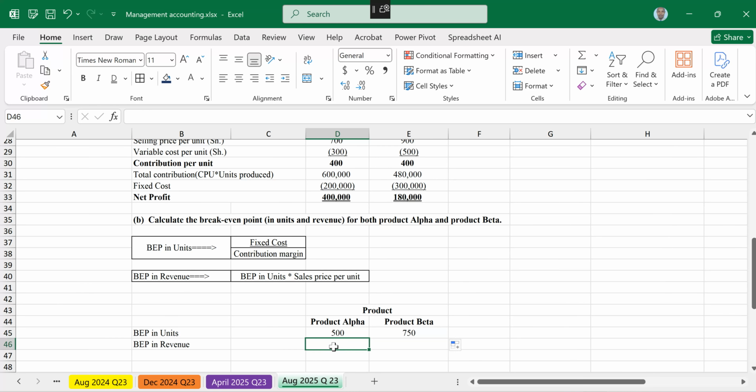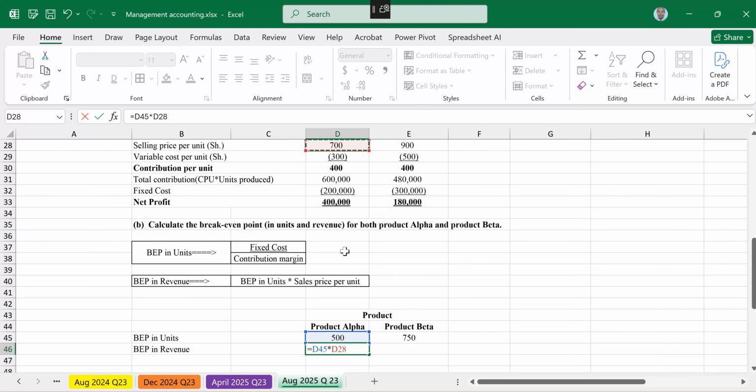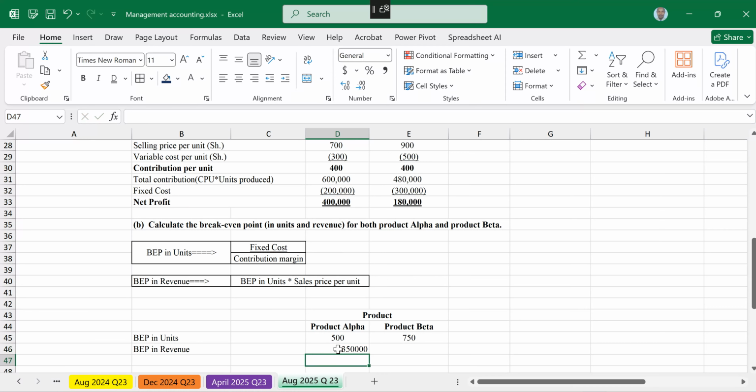Now BEP in revenue will be equal sign, the BEP in units, and multiply that with the sales price per unit, which is 700. This is the sales price per unit. Enter, and drag this across as well. So BEP in units and BEP in revenue.